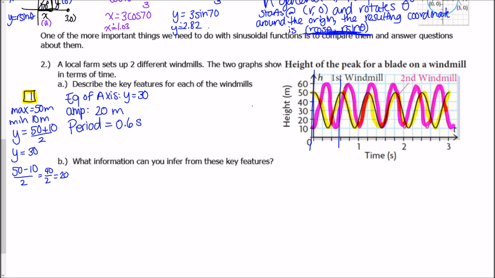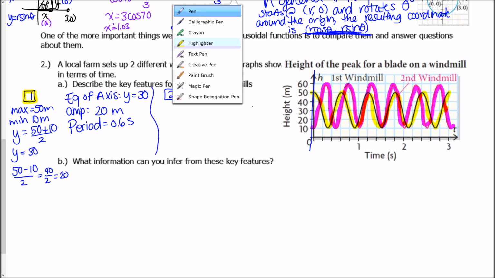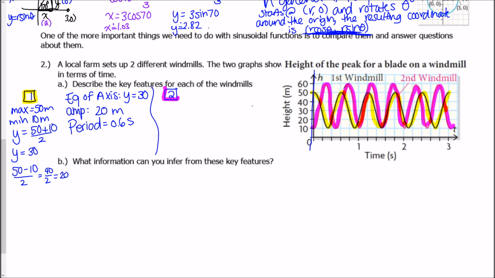All right, now let's do the same thing for our second windmill, which is the pink one right here. Okay, so to find this information right here, the first thing I want to do is find out what the min and the max are. Okay, so for the minimum of my pink one right here, the minimum is 10 still, but this time the max is 60. So we'll say our max is 60. We'll say the min is 10 meters.